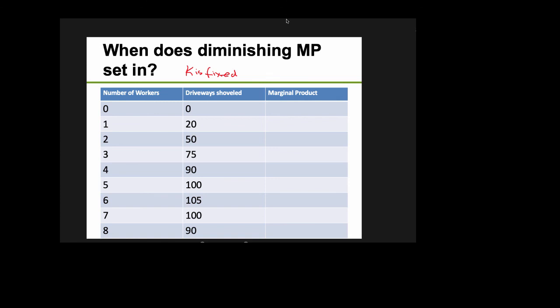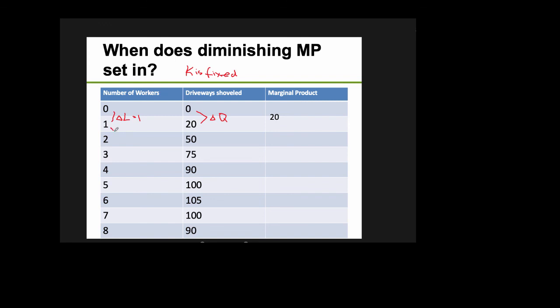So let's figure out what the marginal product for the first worker is. So basically, you have no workers to start with, and you're going to increase the number of workers, so this will be our delta L, and delta L is going to equal 1. Delta Q is this, the change in the number of driveways shoveled, which is your output. So we're going to take the delta Q divided by 1, and that gives us 20. We go from 0 to 20, so we've increased output by 20, we divide it by the one worker.